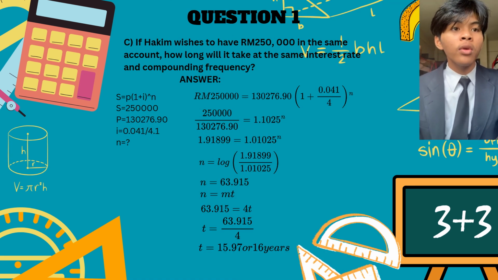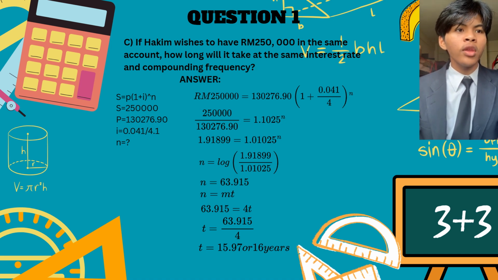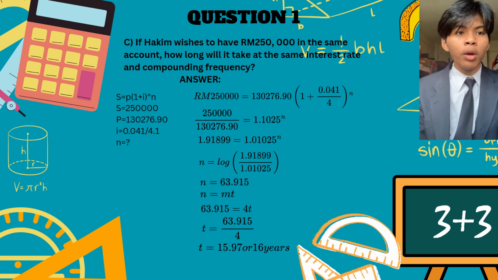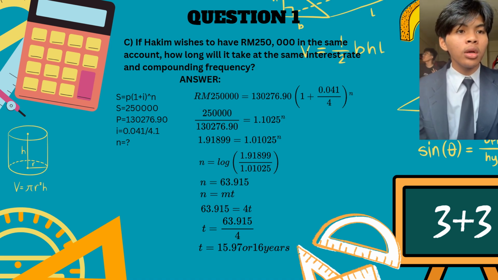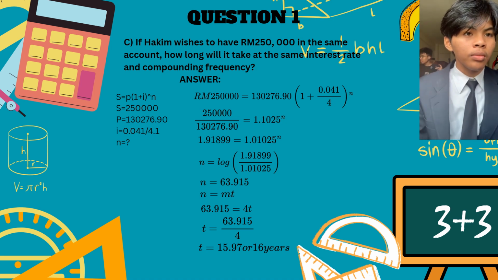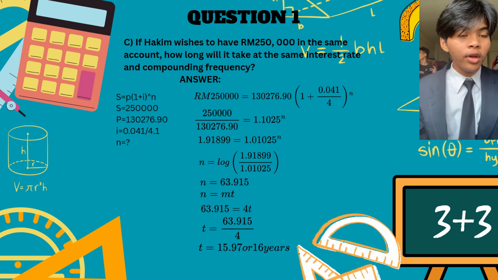Question 1 C. If Hakim wishes to have RM 215,000 in the same account, how long it will take at the same interest rate and compounding frequency? So here we need to use the formula S equal to P bracket 1 plus I powered by N. S is future value, P is present value, I is interest, and here we need to find N, which is the time.